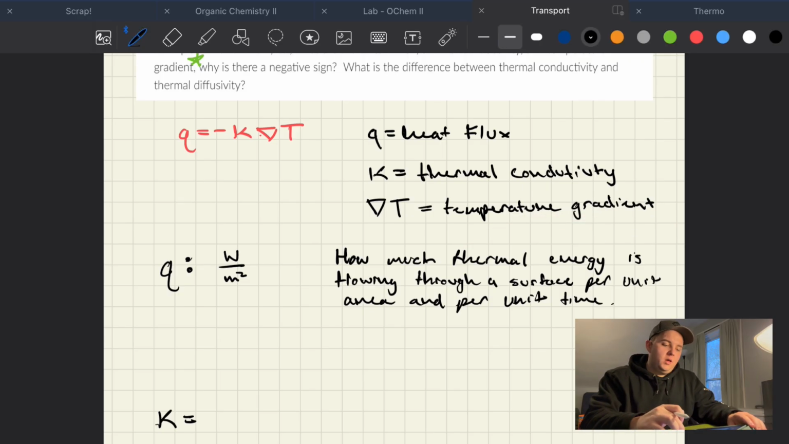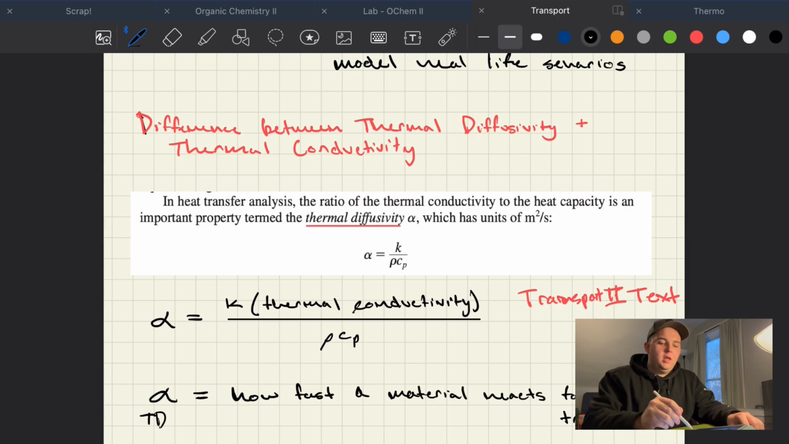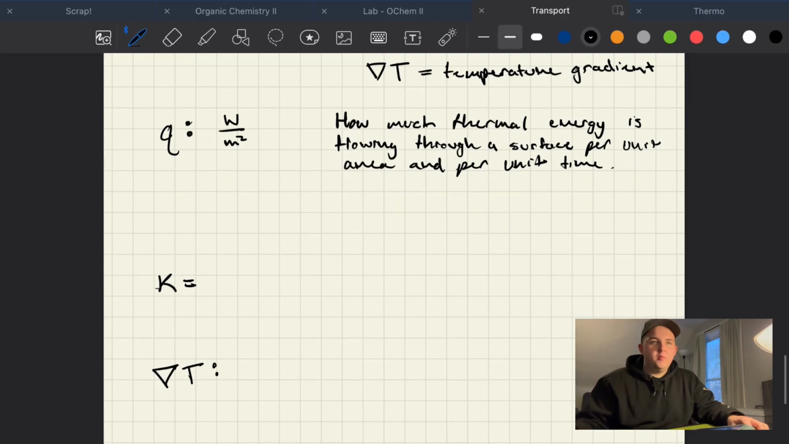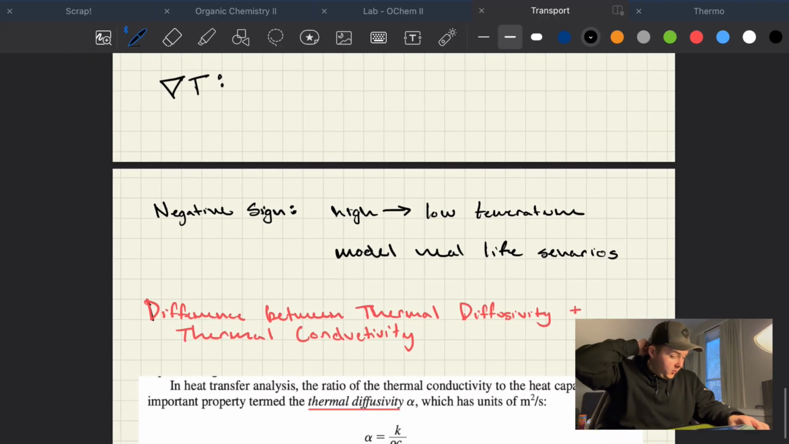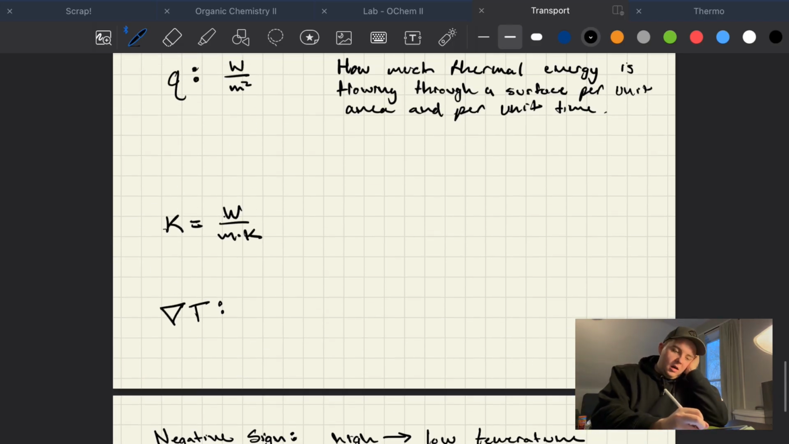Okay, moving on to K, our thermal conductivity, which we're going to talk about later, goes hand in hand with our thermal diffusivity. So the units for K are going to be watts per meter Kelvin. And what our thermal conductivity kind of is, is how easily heat flows through a material.